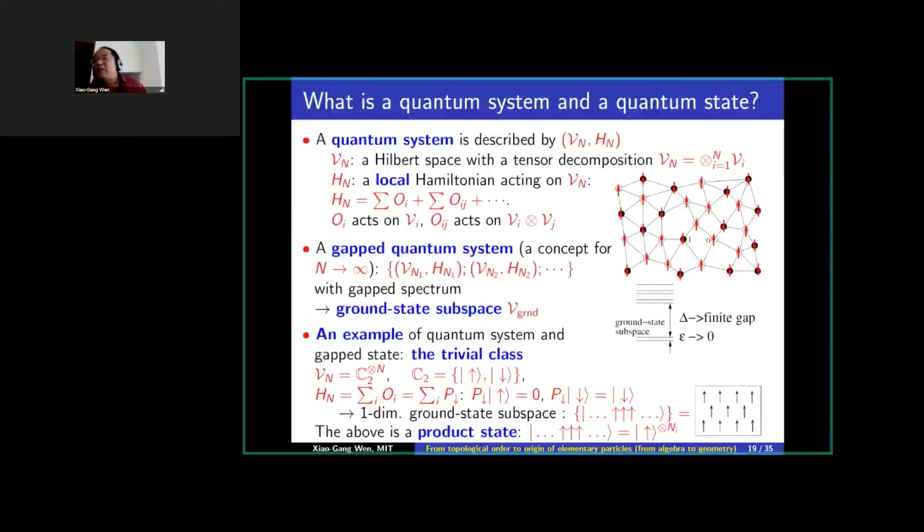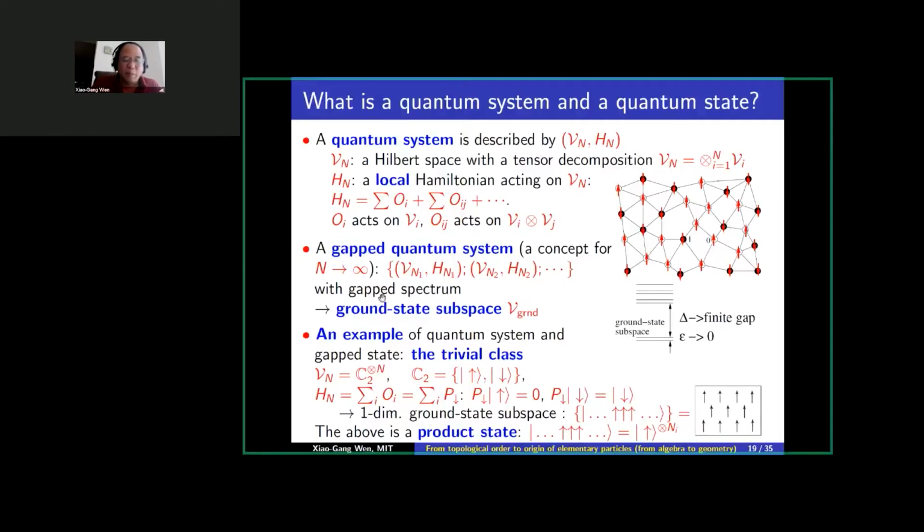Okay, so let me slow down a little bit. What is this topological order? What is this new material? Actually, this topological order is really a property of a so-called quantum system, or quantum many-body system. So what is a quantum system? What is a quantum state?